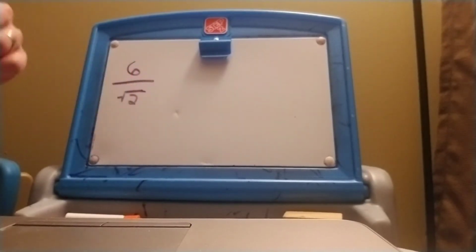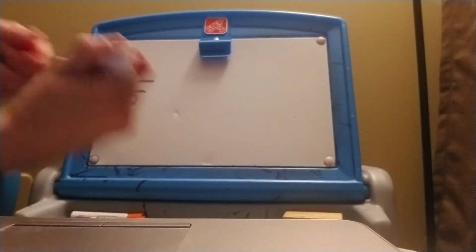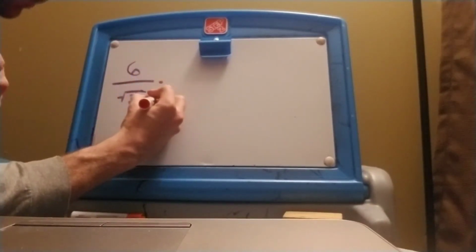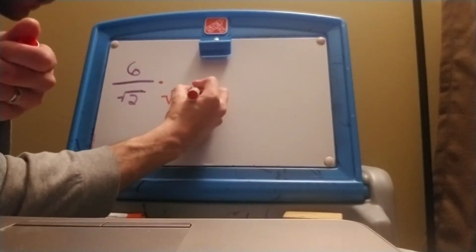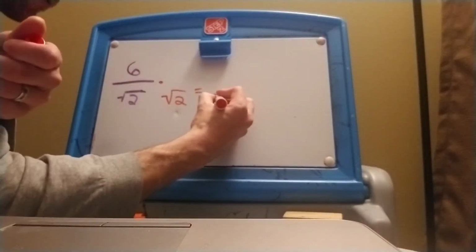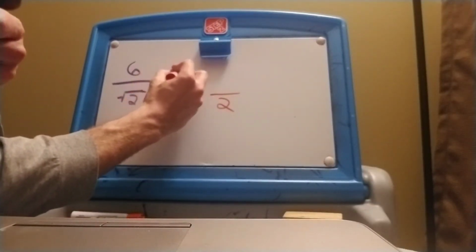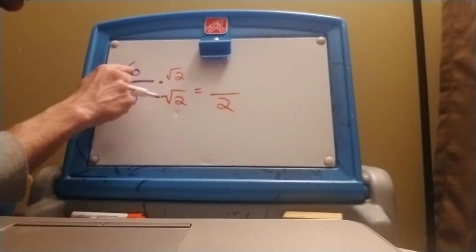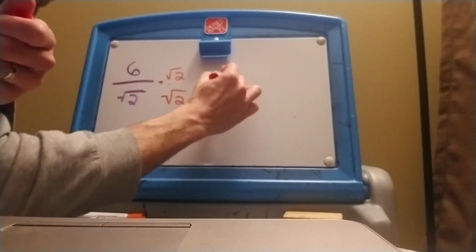All right, so here's another problem. 6 over the radical of 2. I need to rationalize the denominator. So like we just talked about, if I multiply the radical by itself in the denominator, that's going to be great because the radicals will cancel out. I'm left with 2. But whatever I do to the bottom, I got to do to the top. So I get 6 times the radical of 2. That's just going to be 6 rad 2.